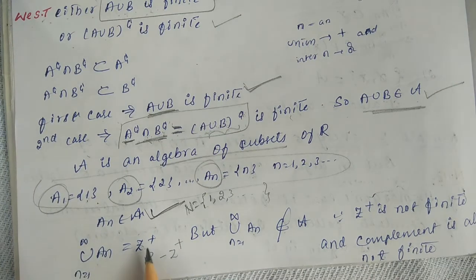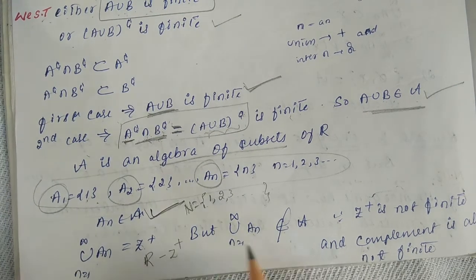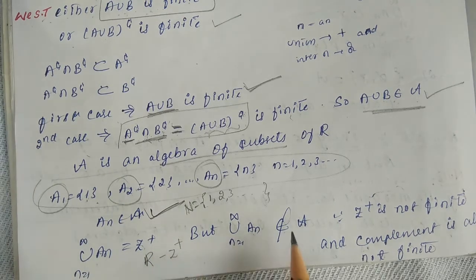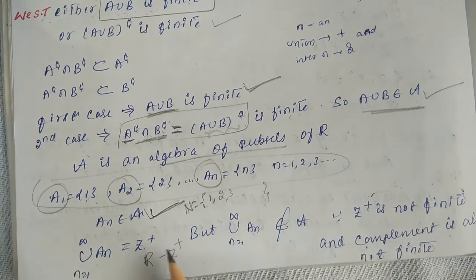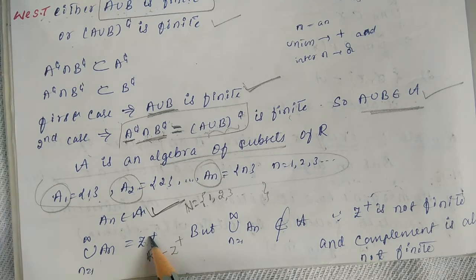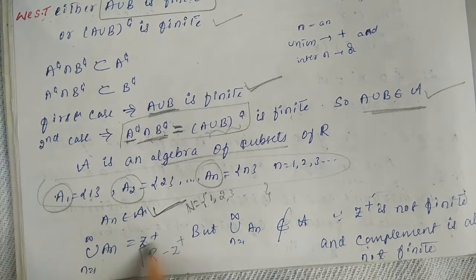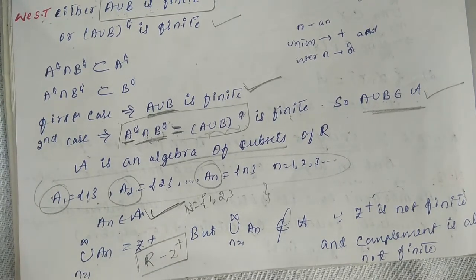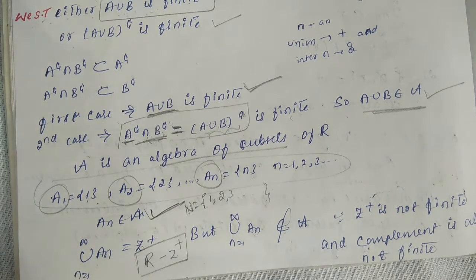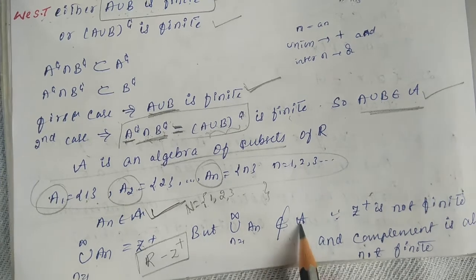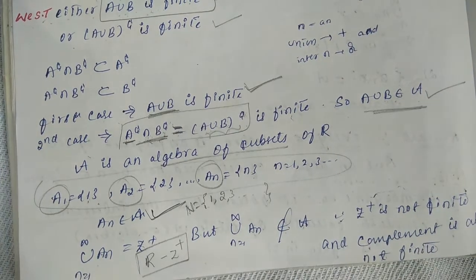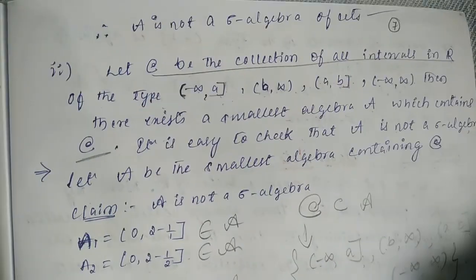So the union of An is the set of all positive integers, but this does not belong to the collection. Why? Z plus is not a finite set. In fact, whose complement is what? R minus Z plus, which is also not a finite set. That set itself is not finite, and its complement is also not finite. Therefore, it clearly does not belong to the collection. So we conclude that it is not a sigma algebra of sets.